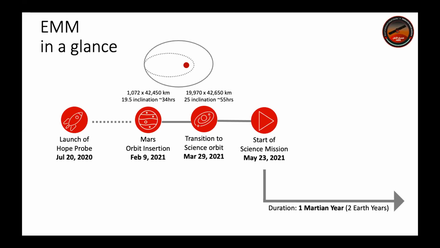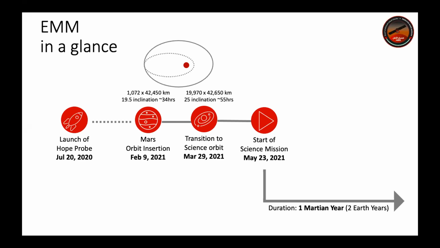After that, we began our science phase, and that was officially on May 23rd, 2021. And we will stay in our science phase for 1 Martian year to study the Martian atmosphere in all its seasons, and that equates to 2 Earth years.